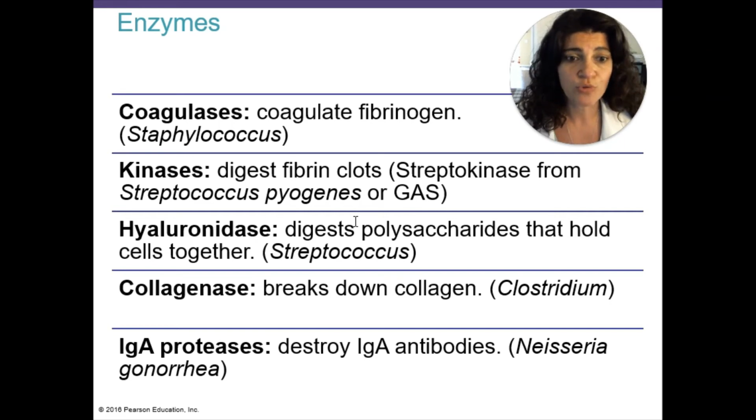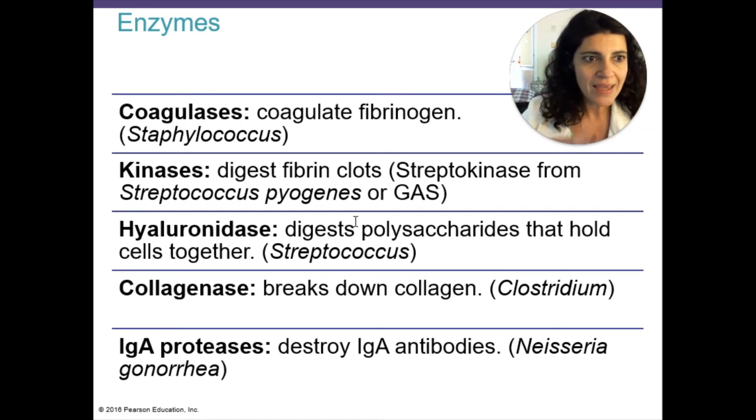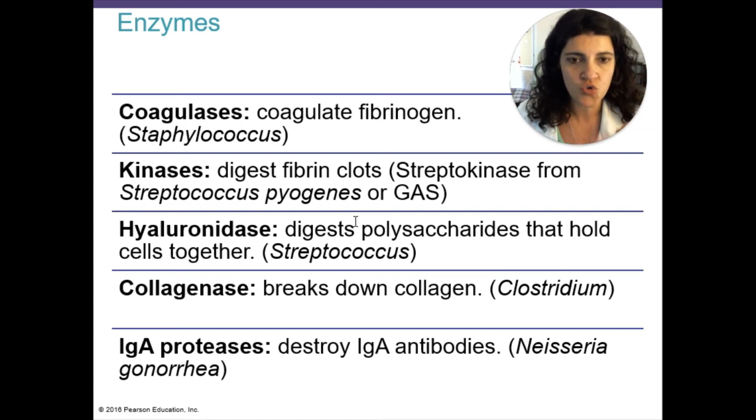Hyaluronidase is an enzyme produced also by Streptococcus, among other bacteria, that is going to cause destruction of hyaluronic acid. Hyaluronic acid is a component of the connective tissue, and connective tissue needs hyaluronic acid to make it firm, and when that's destroyed, that's how the bacteria is able to move around, because it's destroying the rigidity of the connective tissue in the host.